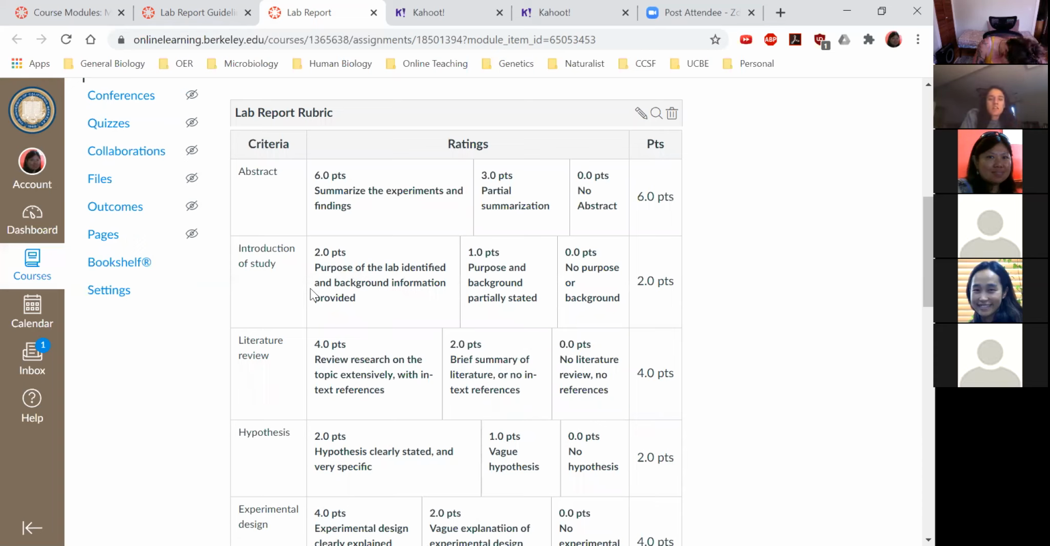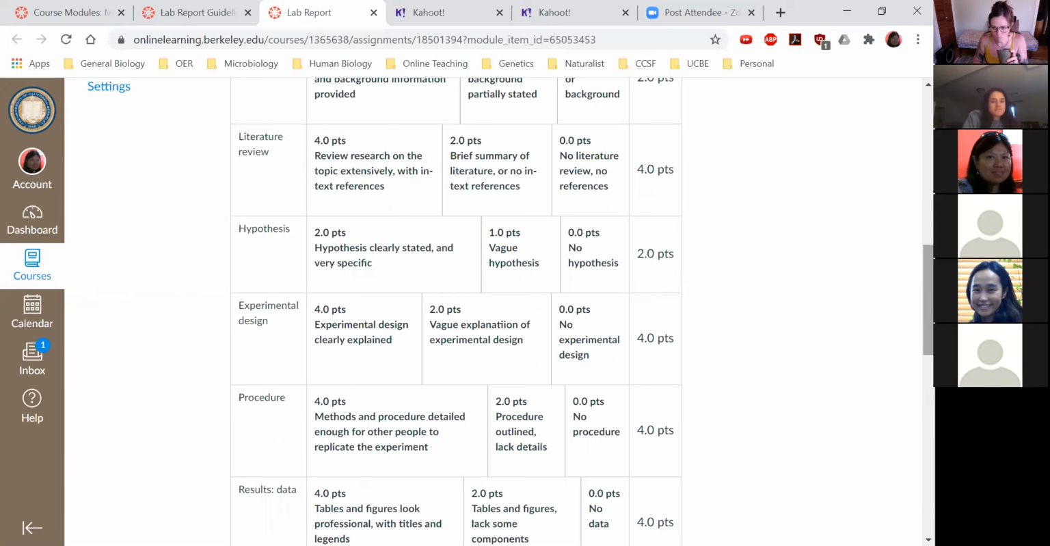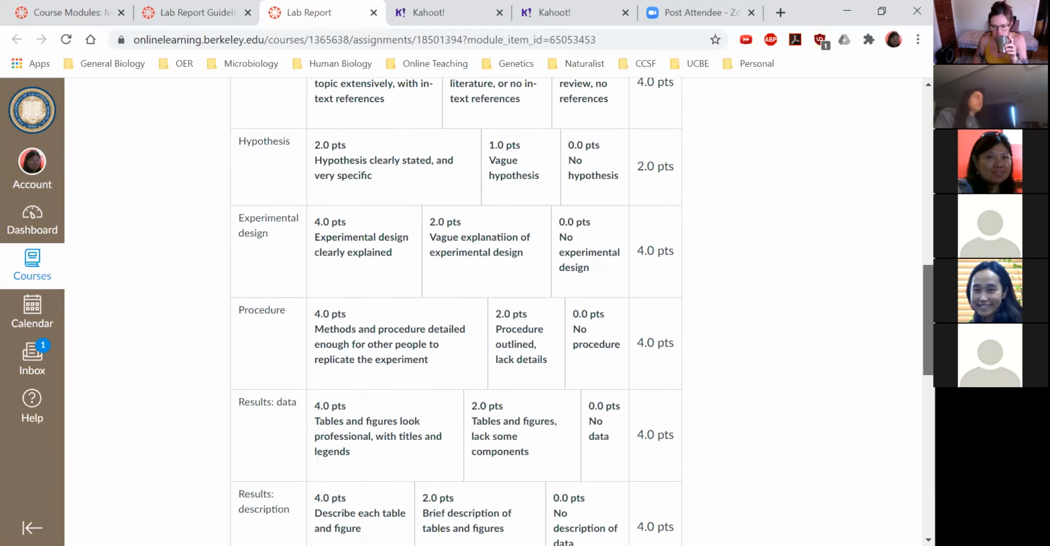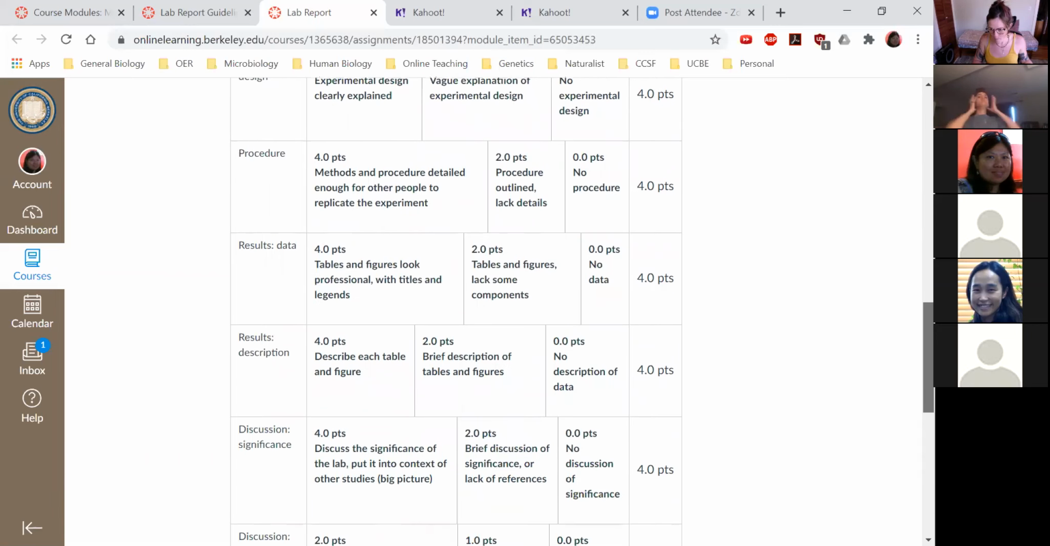And the introduction, so make sure you have all the different pieces. As long as you have all the different pieces, and there are not a lot of errors or typos and stuff like that, people usually do pretty well with the lab report. So definitely read the rubric and read the guideline.